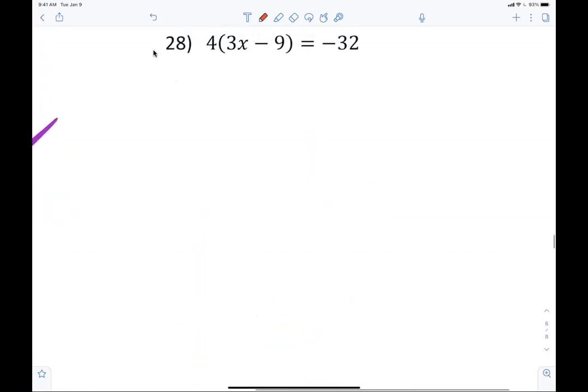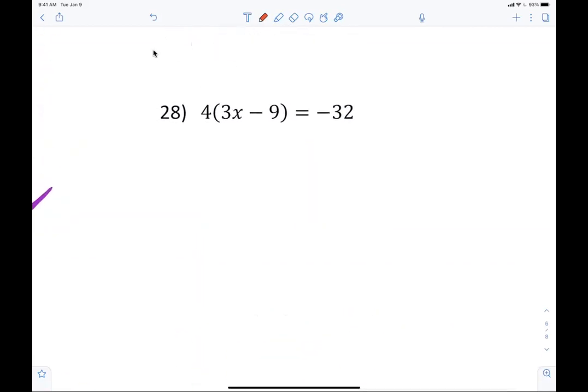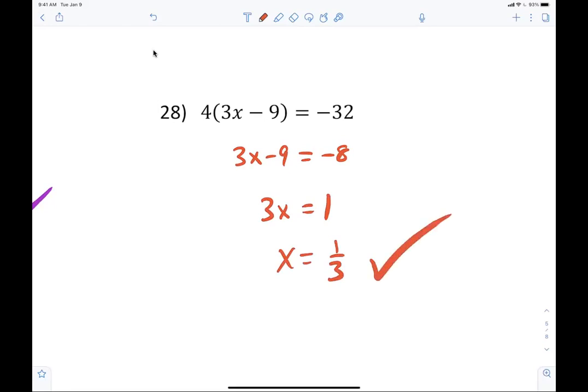Here we go, 28. Now on 28, this is a good one. We can divide by 4. 3x minus 9 equals negative 8. Adding 9, 3x equals 1. So x equals 1/3. If you got that one right, that's good. All right. Anybody have any issues? It's not 3. Everybody good?